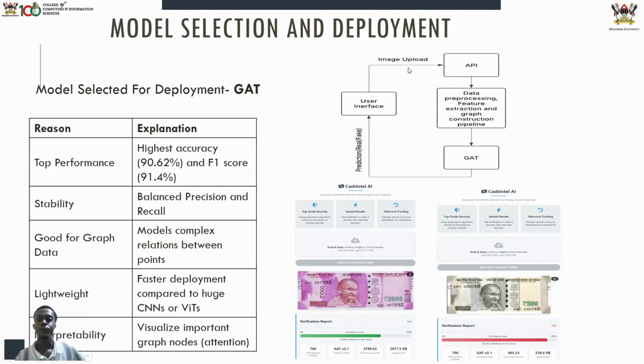Then this was our system architecture, which my colleague had taken you through, so I won't go back. Then this was our user interface, where you could clearly insert an image. Then here you get a prediction in real time.